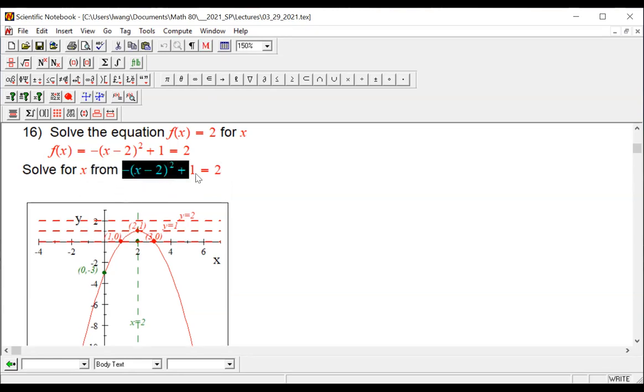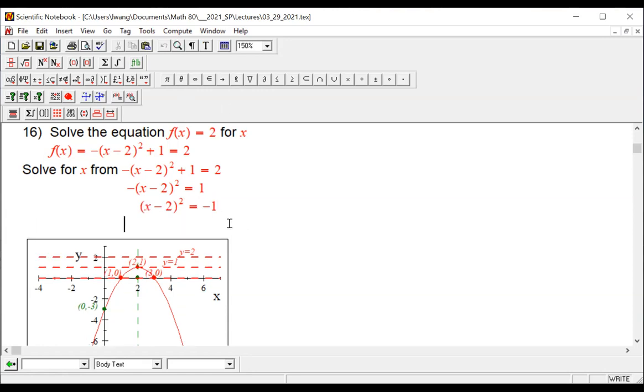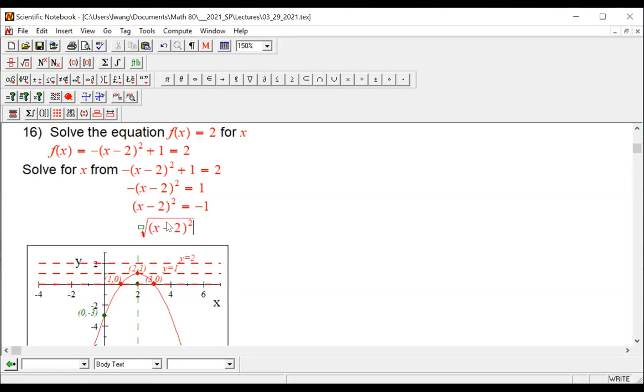We're gonna subtract 1 on both sides. So we end up with equals positive 1, okay? If we multiply by negative 1 on both sides, we get (x minus 2) squared equals negative 1. And if we take the square root on both sides, what happens? We encounter complex numbers, okay?